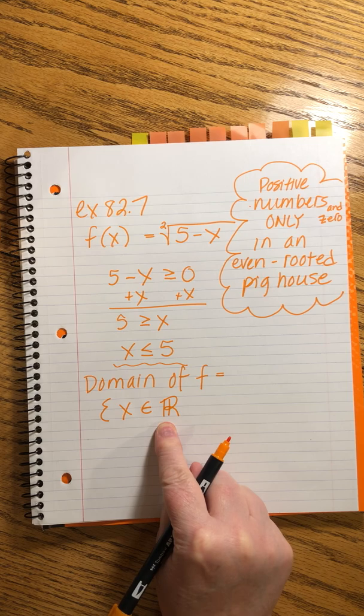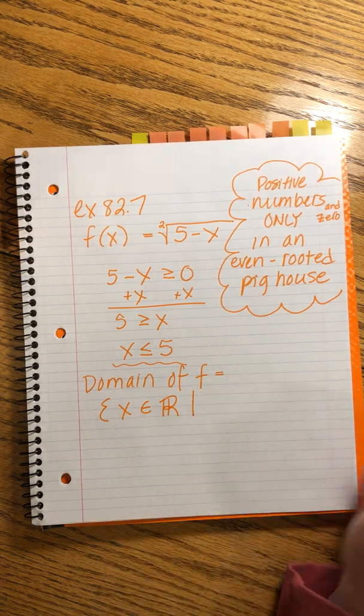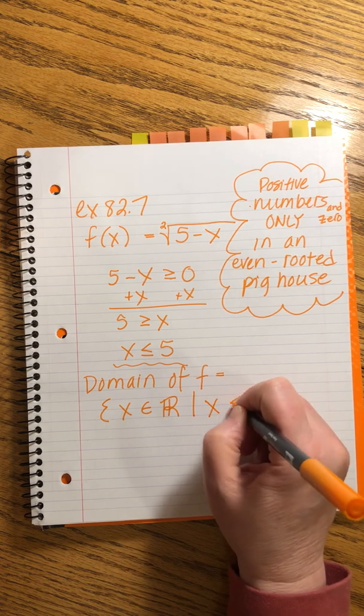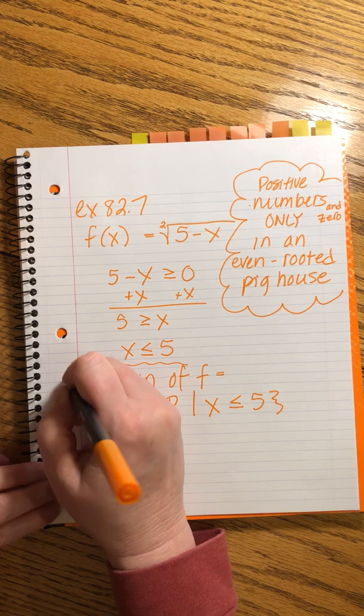Sometimes we put that double line R there. That's extra fancy functional notation. Such that x is less than or equal to 5. Okay, that's our official answer.